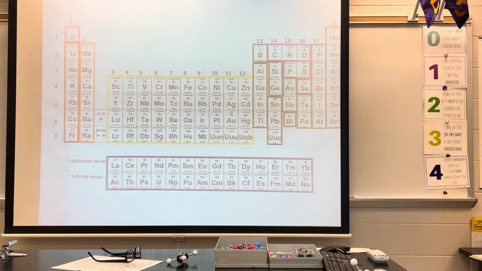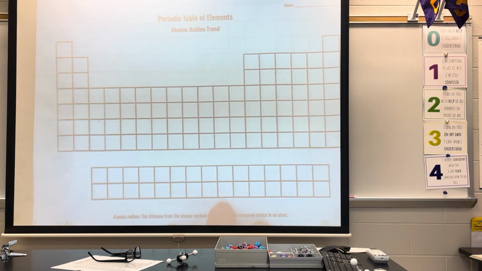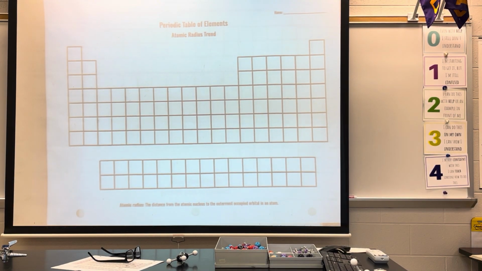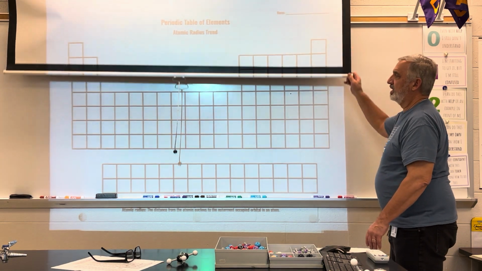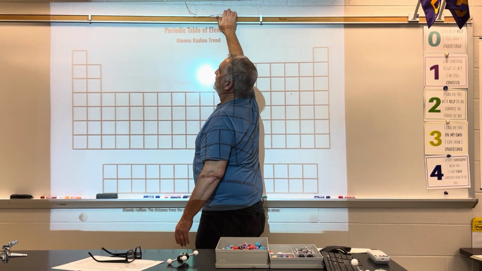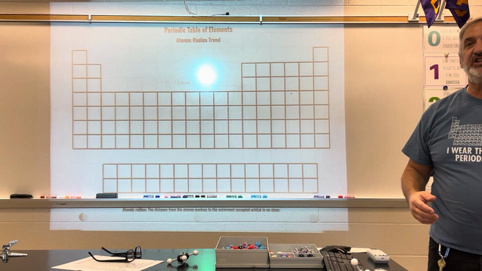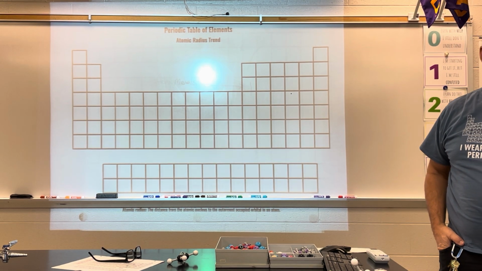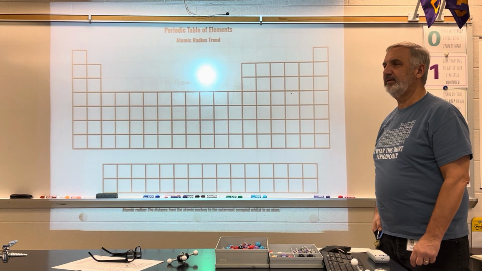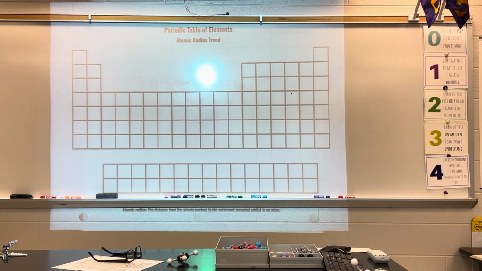Okay, so now you have your blank periodic tables. We're going to do the atomic radius first. So find the one that says atomic radius. Okay, now notice down at the bottom, what does the definition say? Because you can't see it here. Somebody read the definition. Stella, read the definition right there for atomic radius. The distance from the atomic nucleus to the outermost occupied orbital in an atom. Okay? So we're going to talk about from the nucleus to where is that outermost electron.